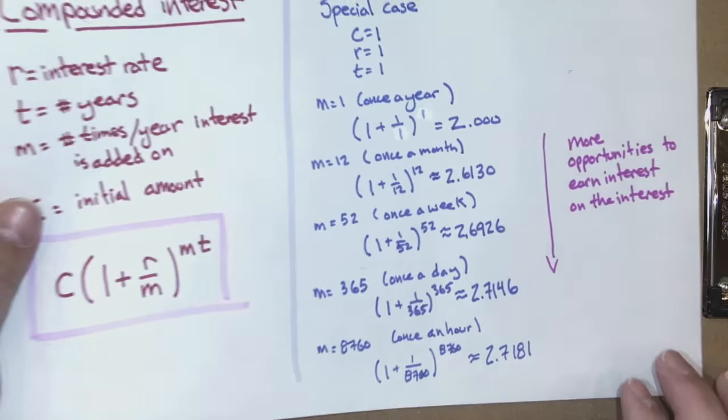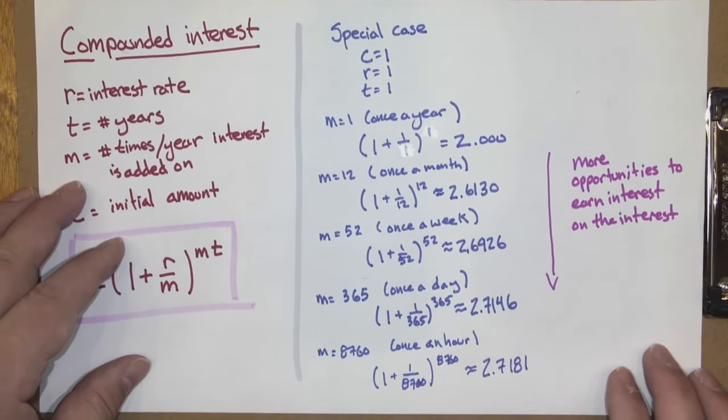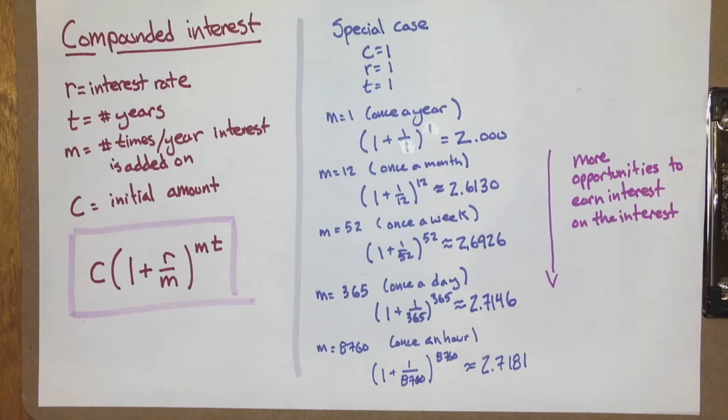So we're going to talk about compounded interest. And there's two formulas. We're going to do the complicated formula, and then we're going to do the simple formula. So the complicated formula says, let's suppose you have an initial investment. We're going to call that C. So C is your initial amount.